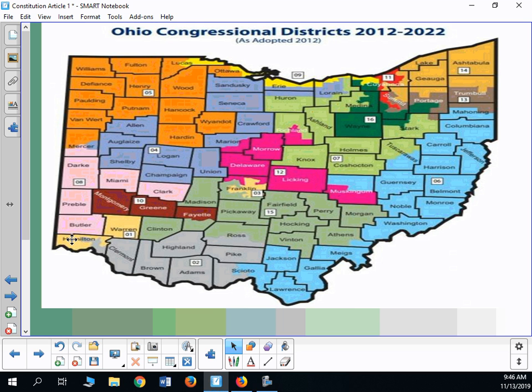And then 1, which is Hamilton and Warren County. This is all part of Cincinnati. Franklin County, the Franklin area. This is all part of Columbus. And of course, you can see here, this is Cleveland. And so you obviously see a large number of people in that small area. So the districts are apportioned according to population.